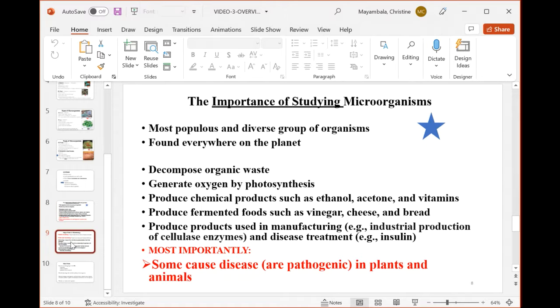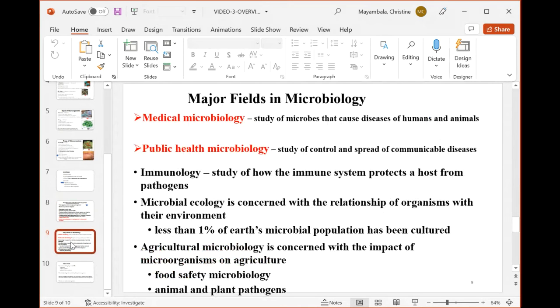This next slide, again, is just giving many different aspects of microbiology. I highlighted medical microbiology and public health microbiology. Those are the areas I'm going to concentrate on in the next few videos that I post, because those are the ones most directly related to any student who's going to be pursuing an allied health career, like a nurse or clinical lab scientist.